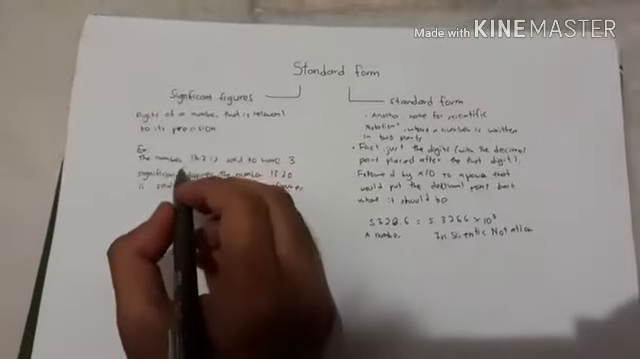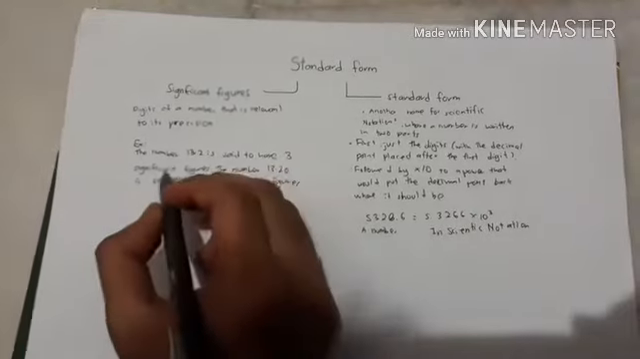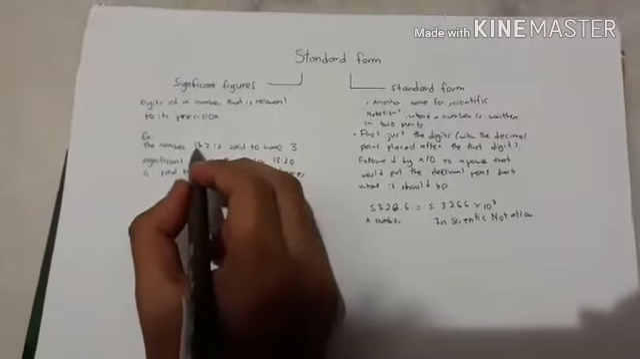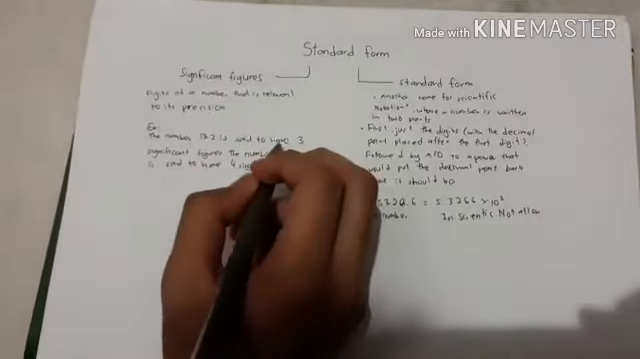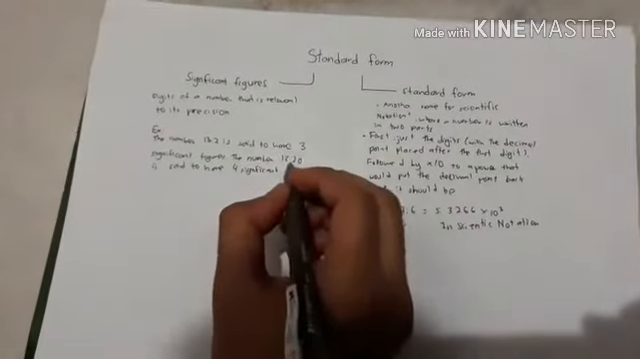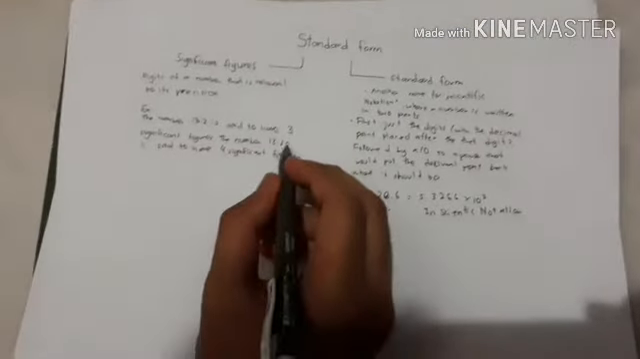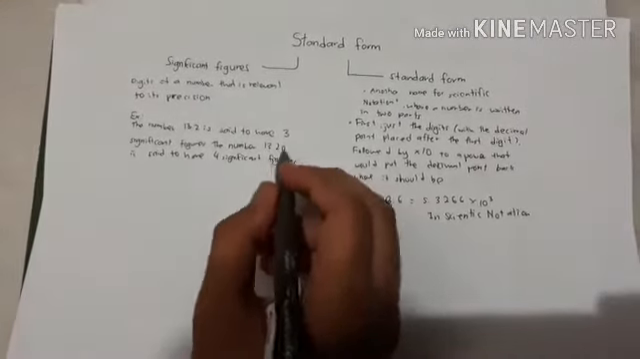Example, the number 13.2 is said to have three significant figures because 1, 2, 3. That's why it has three significant figures. The number 13.20 is said to have four because it has four digits in the number.